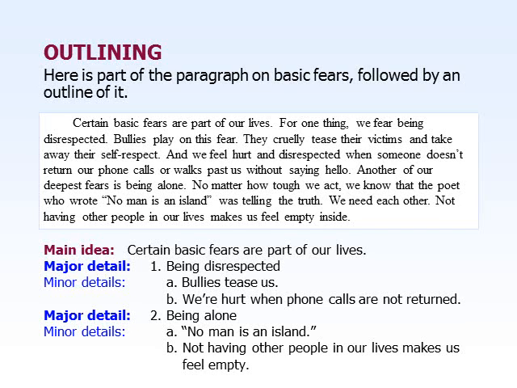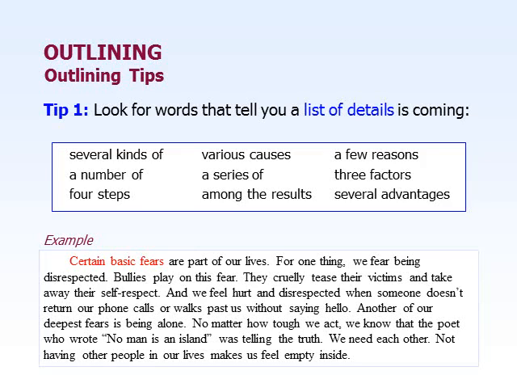Okay, so that's how we make an outline. These are the tips that you want to look for, and I mentioned these before. For looking for the main idea, these are some clue words, especially in this book. You'll see them outside of this book as well, but certainly if you memorize this box here, whenever you see these, 99.9% of the time, that's going to be the main idea. So we see several kinds of, a number of, four steps. This tells us that this is going to be the main idea.